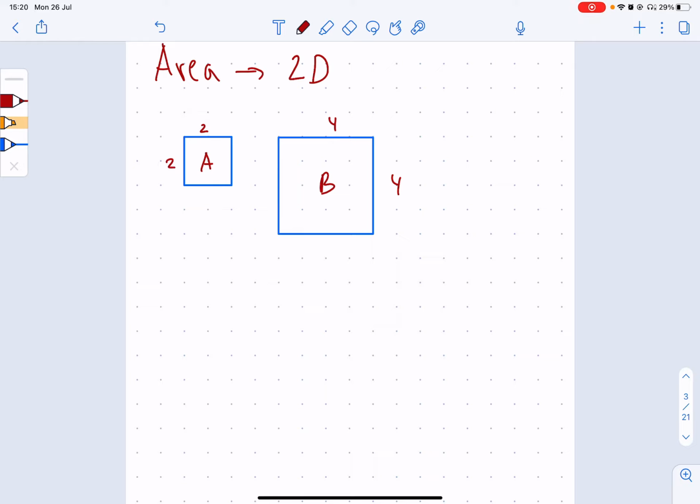Therefore, in order to represent the two-dimensional measurement that area is, we have to calculate the area of A and B, and that can be easily done by just applying the formula for the area of a square, which is 2 lengths multiplied together. So 2 times 2 equals 4, and for B, the area is 4 times 4 equals 16. Okay, so our area is 16 for B, and our area is 4 for A.